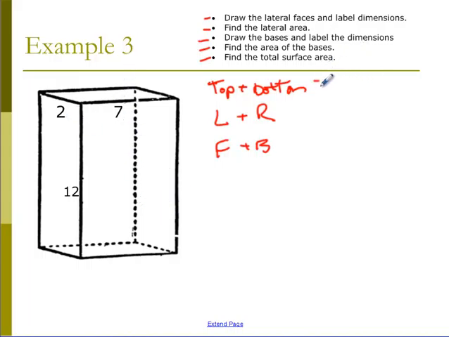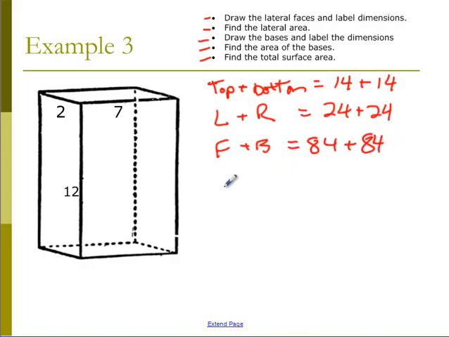The left side is always going to equal the right, front always equals the back, top always equals the bottom. So the top is 2 times 7, or 14, so the bottom is also 14. The left and right sides are 2 times 12, which are 24, so each one is 24. The front and the back are 7 times 12, which is 84, plus 84. So to find the total surface area, I'm going to add all those together. When I add all of them, 28 plus 48 plus then 84 and 84, we get 244.